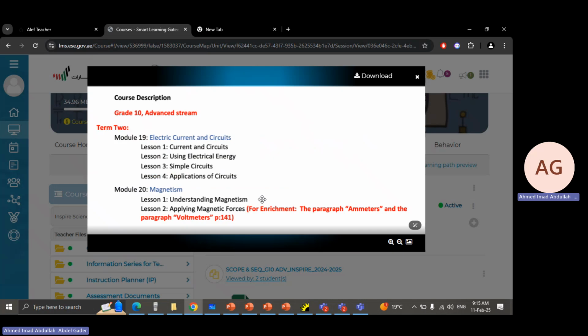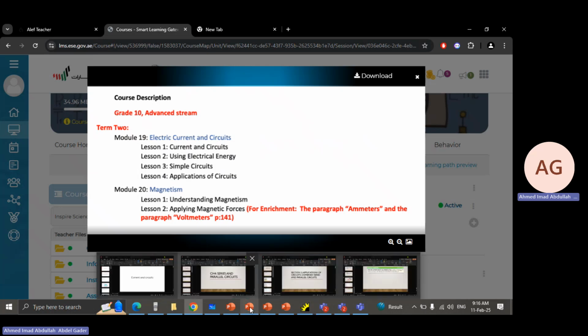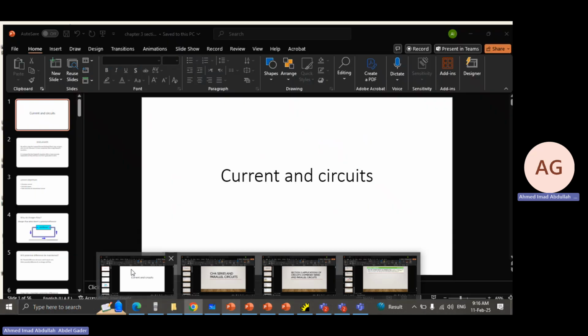Module number 19, electric current and circuits. My name is Mr. Ahmed Imad. I'm a teacher at Khalifa bin Zayed Secondary School. As a disclaimer, this will not be a thorough revision. We will just briefly go over elements of this unit. Okay, let's begin.